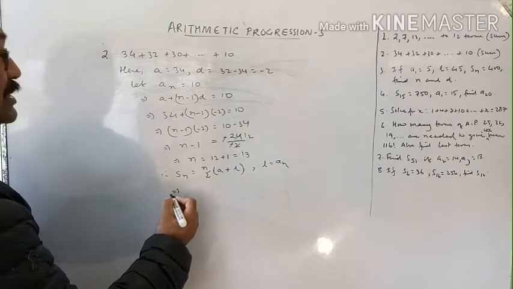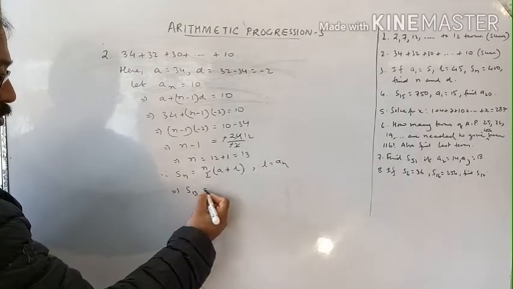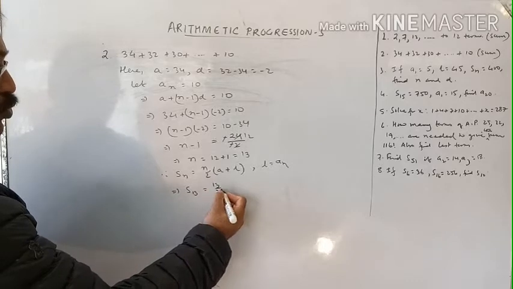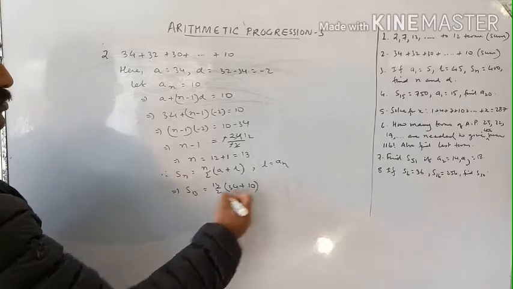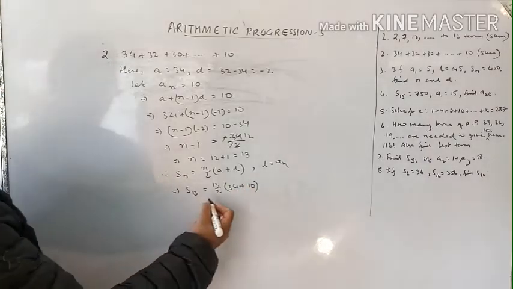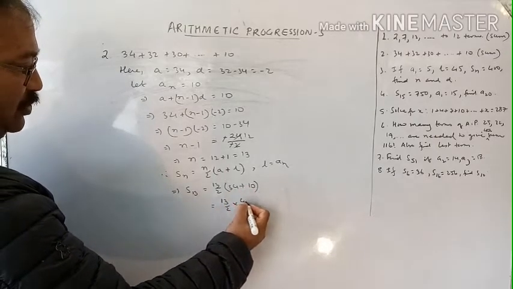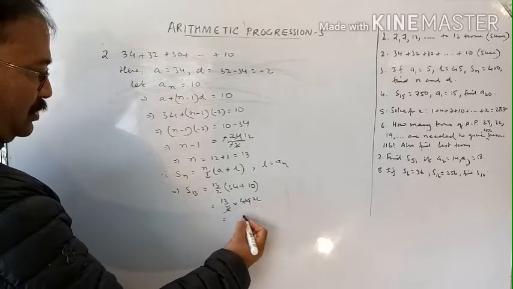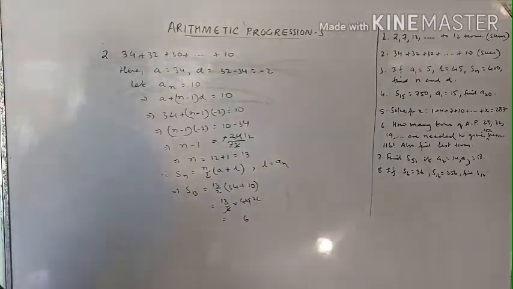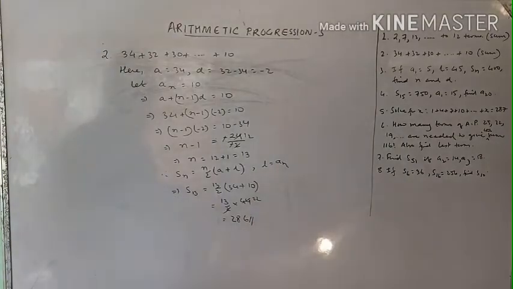Since n equal to 13, S13 is equal to 13 by 2 into a, which is 34, plus l equal to 10. So this will give you 13 by 2 into 34 plus 10, which is 44. So 2 will go here 22 times. 13 2s are 26, 2 carry, 26 plus 2, 28. So 286 is the answer. That's the sum of 13 terms.